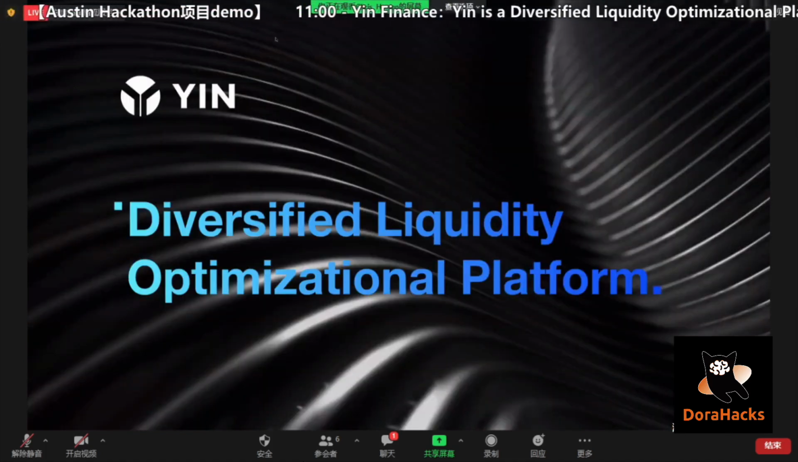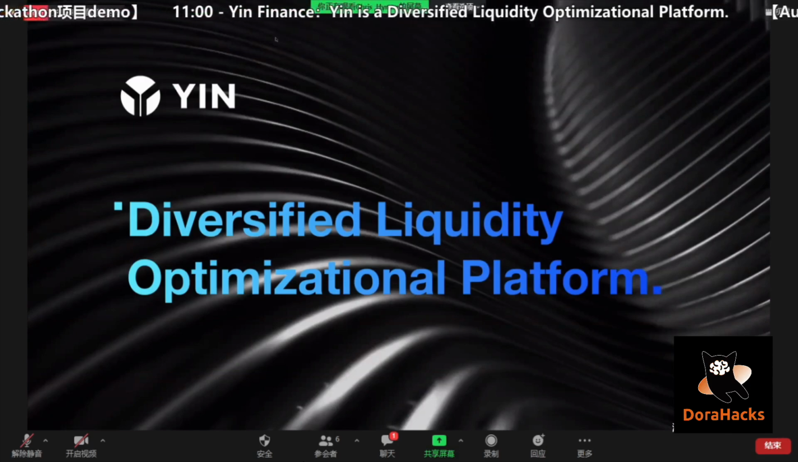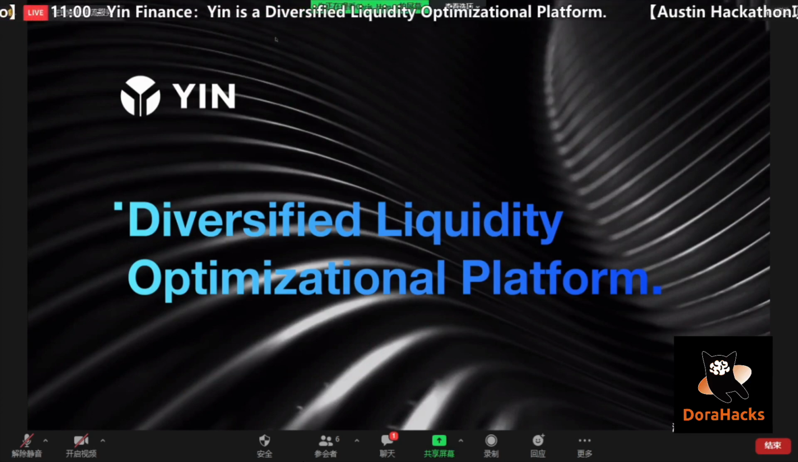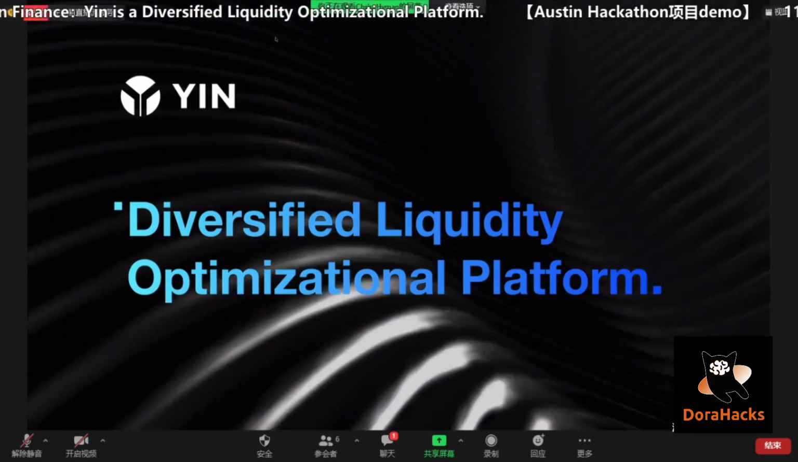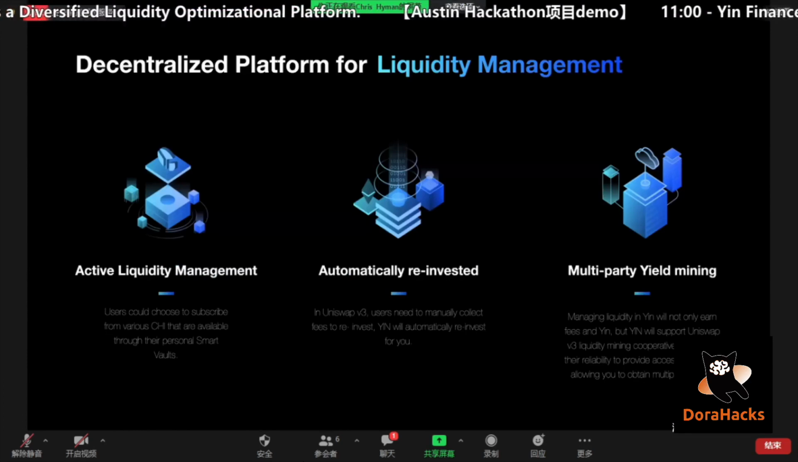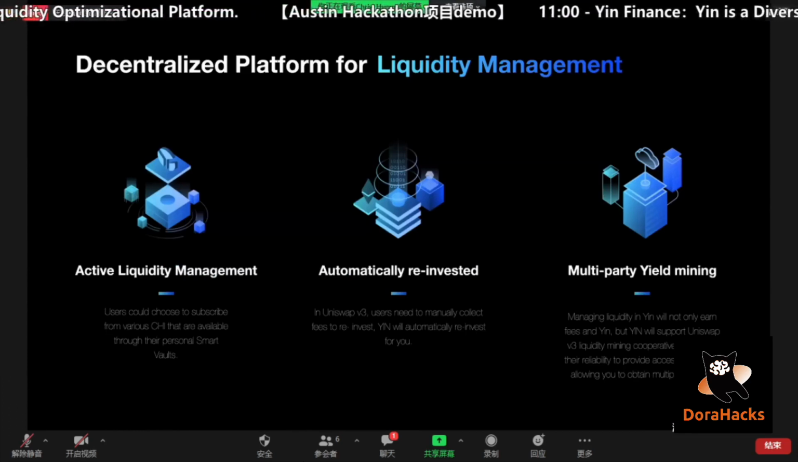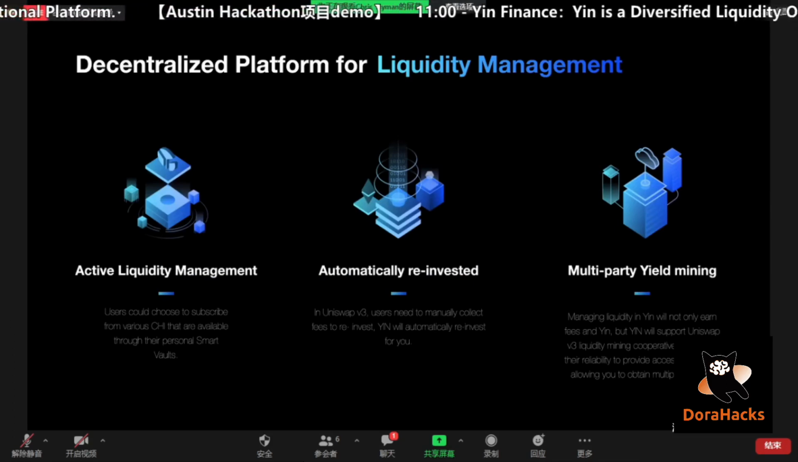Okay, let's start. Hi, hackers. Today, I want to present Yin.Finance, a diversified liquidity optimization platform. So, let's begin. What do we need in a decentralized platform for liquidity management? Here are 3 answers. The first one, it must be active liquidity management.